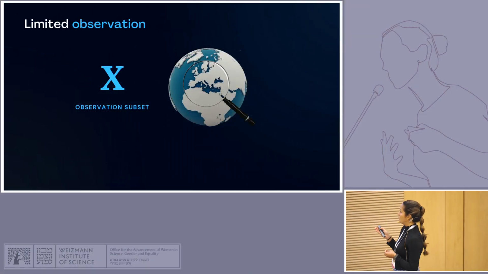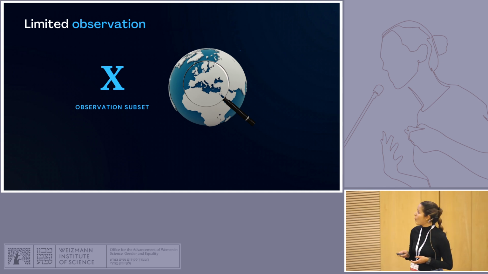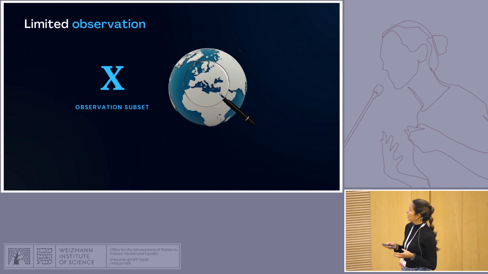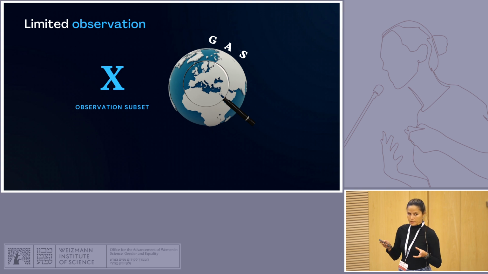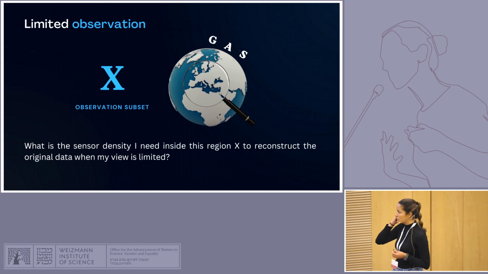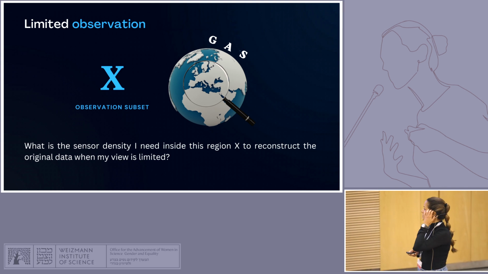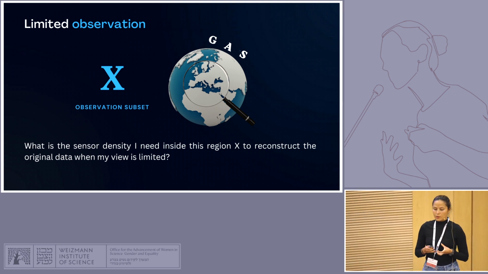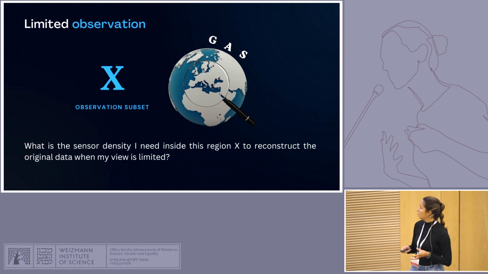So we define this observation subset X. Imagine we have a function that lives on the whole sphere. Let's say we have a distribution of gas in the atmosphere, sorry. And due to financial or practical limitations, we can only measure it on X. And with that, we have the next question. What is the sensor density I need inside this region X to reconstruct the original data when my view is so limited?